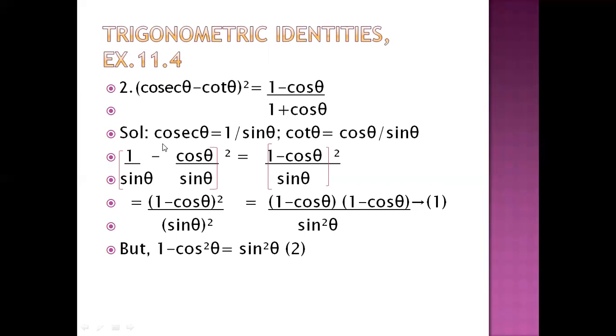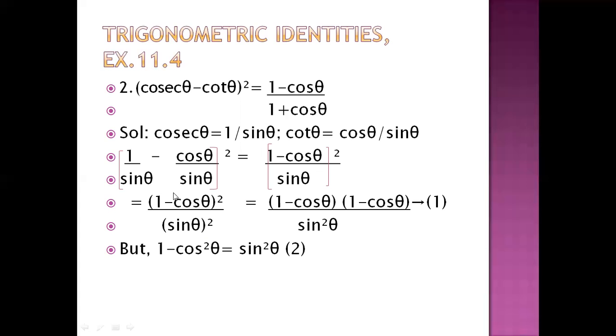Now write cosecant theta as 1 by sine theta minus cot theta as cos theta by sine theta, whole square. That is equal to, take the LCM. The denominators are the same, so sine theta is the LCM, and the numerator is 1 minus cos theta whole square. Now separate the squares, that is (1 - cos theta) whole square by (sin theta) whole square.